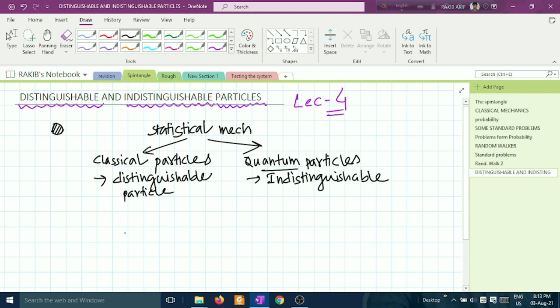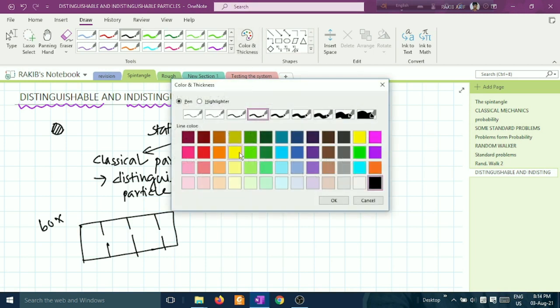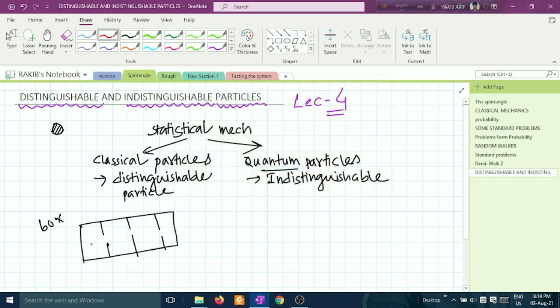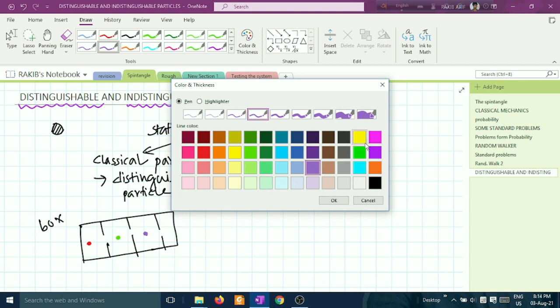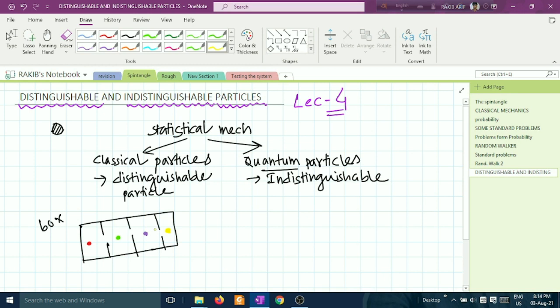From the context of everyday life, let me draw something. This is an interesting example. Say this is a box, and this box has some compartments inside. Fill up the box with different colored balls. Say in this compartment initially we have a red ball, in this one a green ball, in this one a violet ball, and in this compartment let us consider that there is a yellow ball.